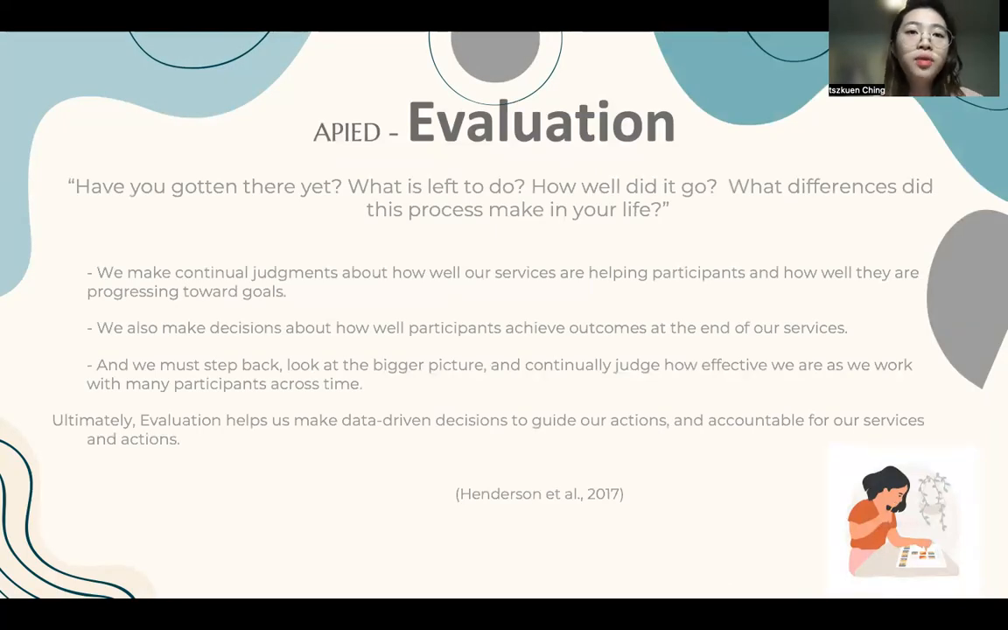Evaluation. We use this phase to answer questions such as, have you gotten there yet? What is left to do? How well did it go? What differences did this process make in your life? We make continual judgments about how well our services are helping participants, and then make decisions about how well participants achieve outcomes at the end of our services. Ultimately, evaluation helps us make data-driven decisions to guide our services and actions, and to keep us accountable.